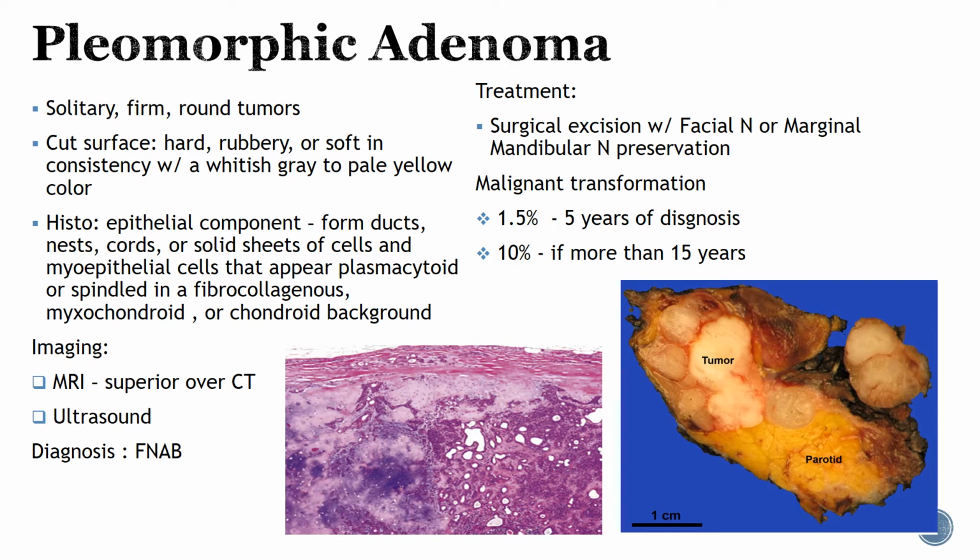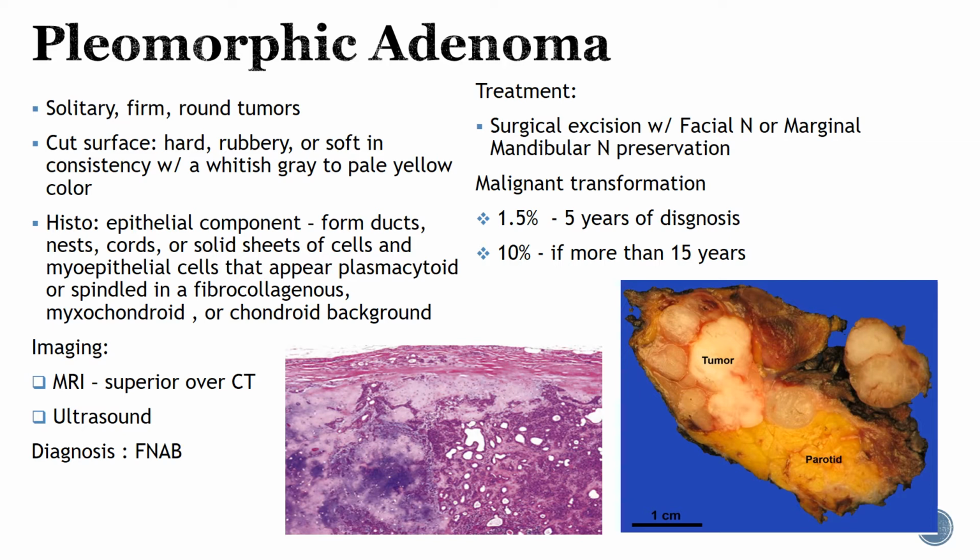On histologic examination, pleomorphic adenoma consists of an epithelial component that may take the form of ducts, nests, cords, or solid sheets of cells, and myoepithelial cells that appear plasmacytoid or spindled in a fibrocollagenous, myxochondroid, or chondroid background. Almost all pleomorphic adenomas have focally thin capsules, and one-fourth demonstrate satellite nodules or pseudopodia.